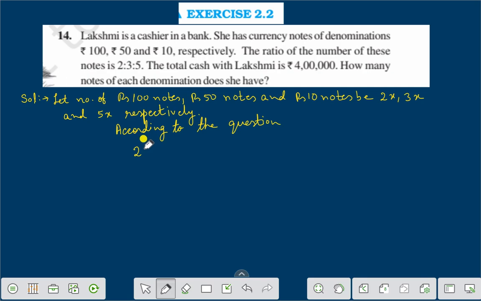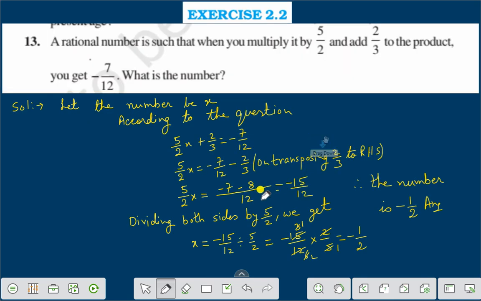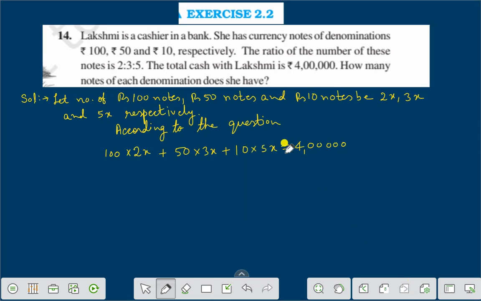100 into 2x plus 50 into 3x plus 10 into 5x, that will be equal to the total money, which is 4 lakh.